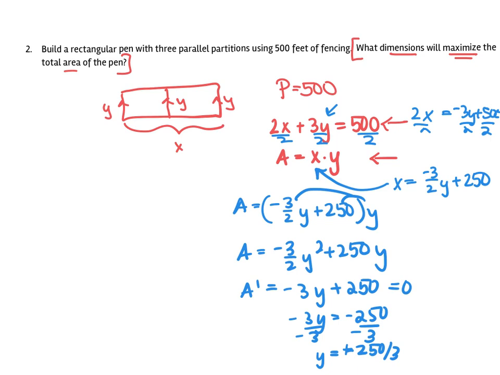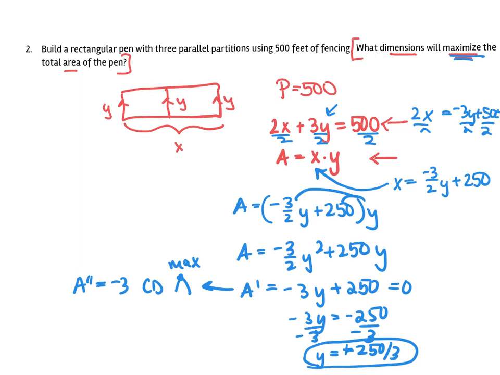Now, let's just go ahead and make sure that this is indeed a maximum. So again, I'm going to find the second derivative. Going back here, I'll find A double prime, and I get negative 3. Okay, negative 3 means it's concave down. Concave down means I have a maximum. So I know that's correct. You should still check even though you just have one solution, because you could have made a mistake. So what I now have is my y value, 250 over 3. I want to leave it as a fraction.